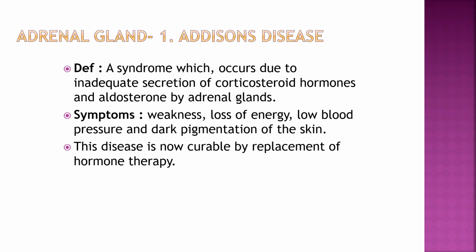Adrenal gland. So first is Addison disease. This Addison disease is a syndrome due to the inadequate secretion of corticosteroid hormones and aldosterone by the adrenal glands. So the patient gets the symptoms of weakness, loss of energy, low blood pressure, dark pigmentation of the skin and irritability or low mood. Then the disease is curable by hormone replacement therapy.